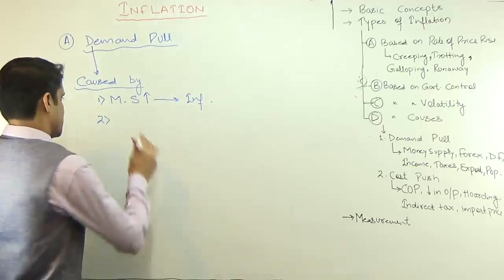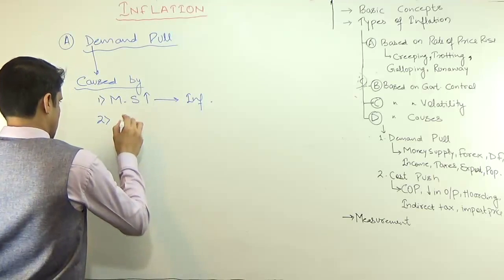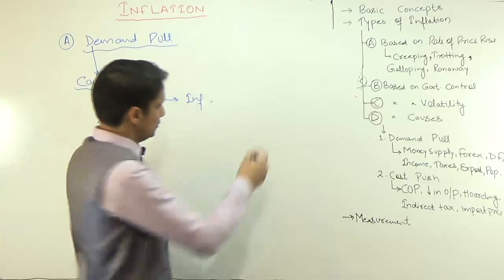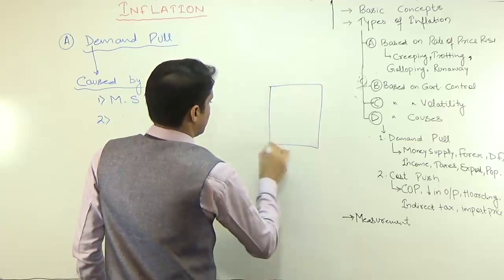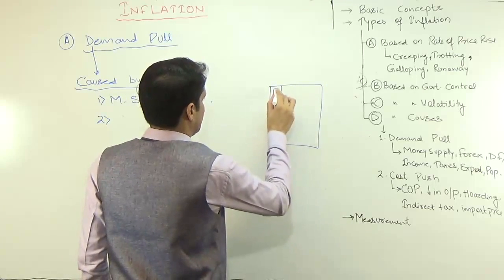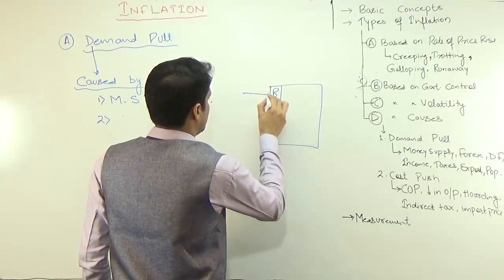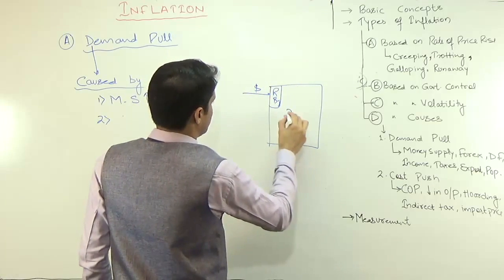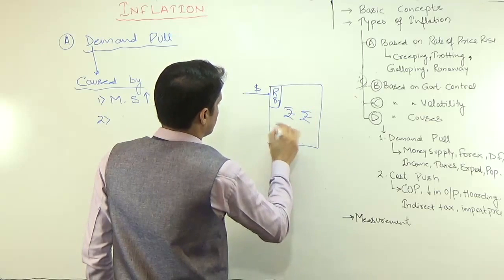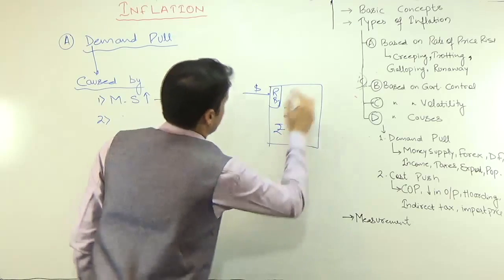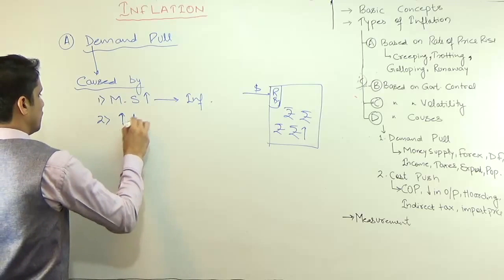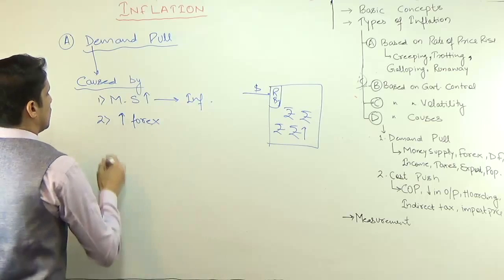Second one is forex. So is increased forex the reason or decreased forex the reason? We already discussed that if suppose this is the economy, RBI is there, new money comes in the form of forex, in terms of dollars. So when new dollars come, the amount of rupees will increase, and when this increases, it may lead to inflation. So increase in forex is the second cause.